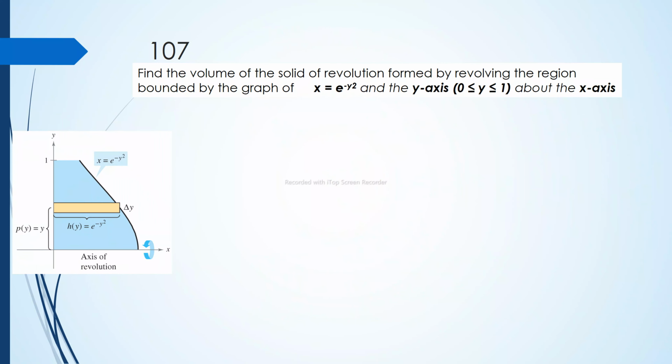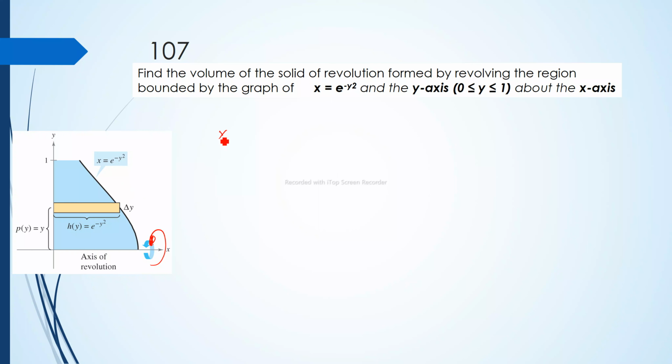Okay, for item number 7, find the volume of the solid formed by revolving the region bounded by the graph of x equals a to the negative y squared and the y-axis, where y is greater than or equal to 0 but less than or equal to 1, above the x-axis. So our axis of revolution is along the x-axis. Then we're asked to find the volume formed by rotating the region bounded by the graph.